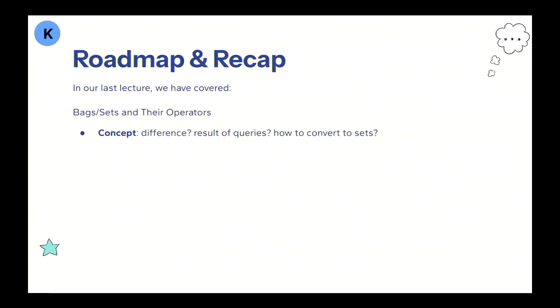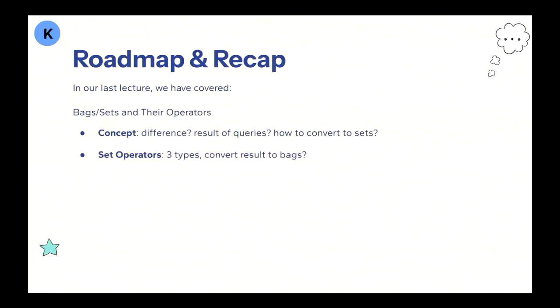And how can we convert the result of a bag into a set? What's the keyword here when we do select? Yes, I heard some of you saying distinct. The keyword here is distinct. We can select distinct, and then it will give us a set instead of a bag. So that's the first one.